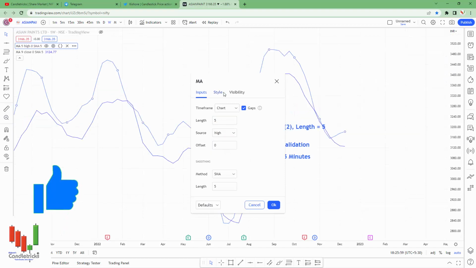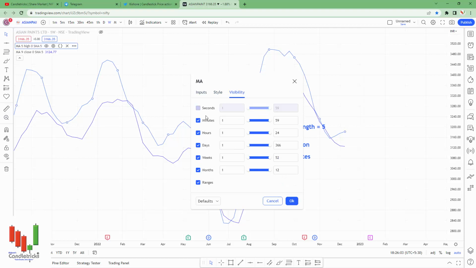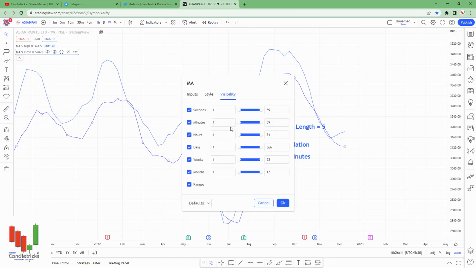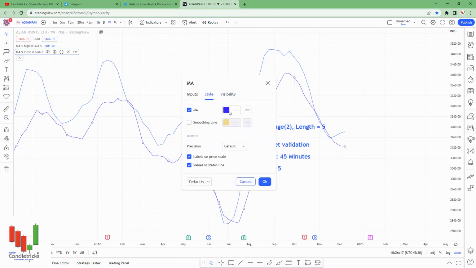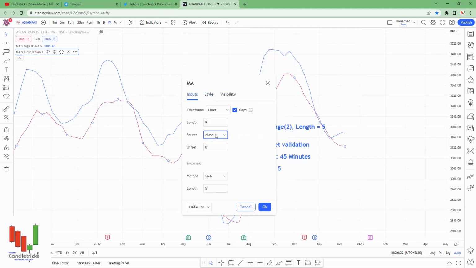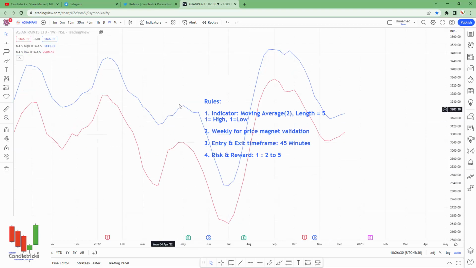then high. The color will be blue for this high, and remove all except weekly and ranges. Then click OK. And go to the next moving average indicator. Again remove all except weekly and ranges. Then in style I'm going to set red color, and you just click here for 5 and low. Okay, you will get two indicators with different settings. One is high based, one is low based.